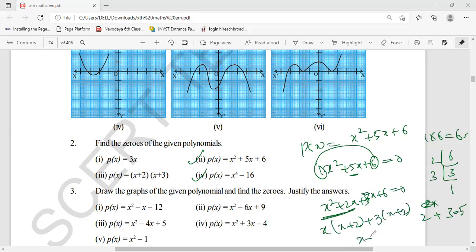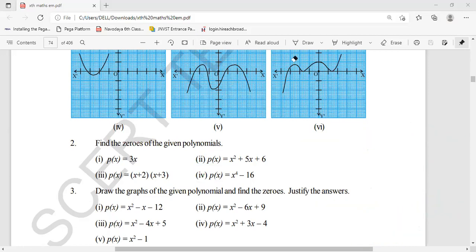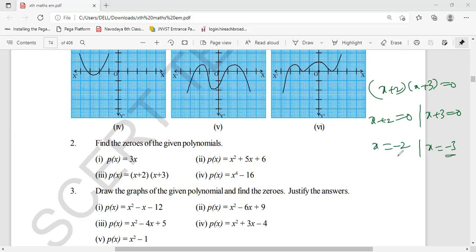That means x plus 2 and x plus 3 is equal to 0. Now, what you got here, x plus 2 and x plus 3 equal to 0. Once you take x plus 2 equal to 0, next x plus 3 equal to 0. That means x is equal to minus 2 and x is equal to minus 3. These are the zeros of the polynomial.